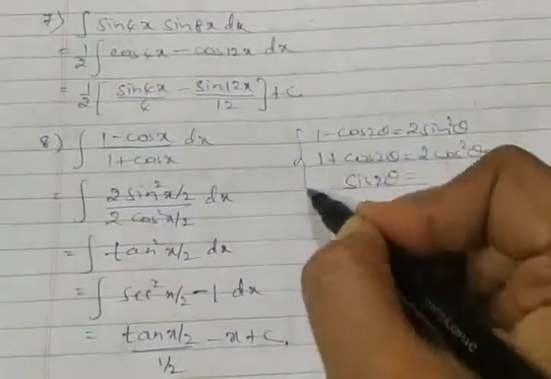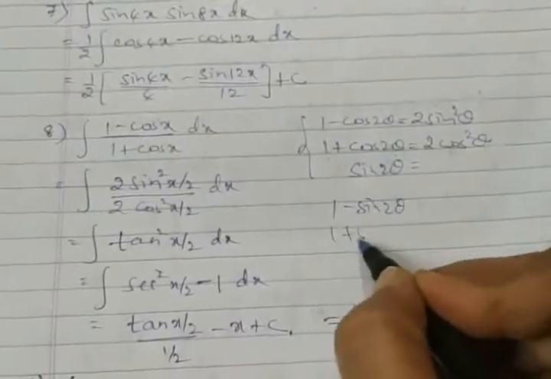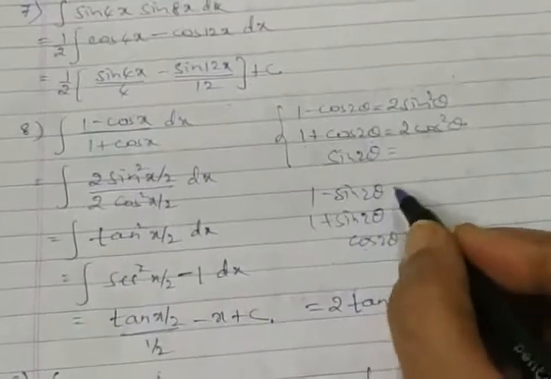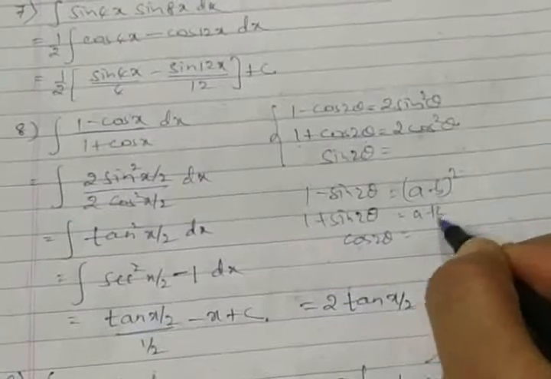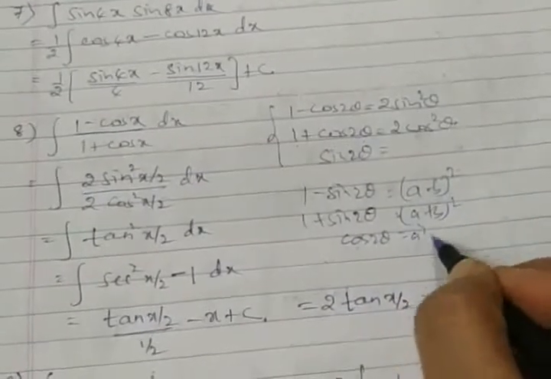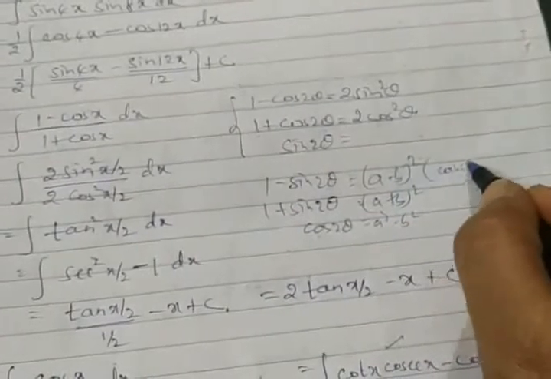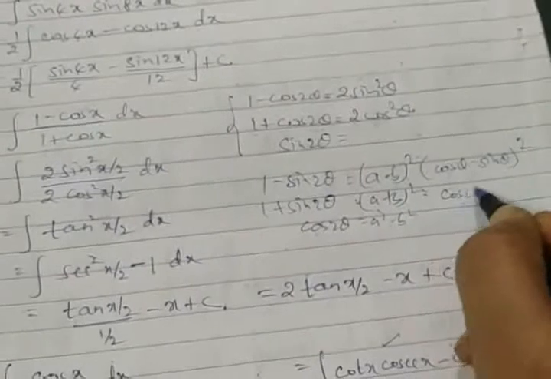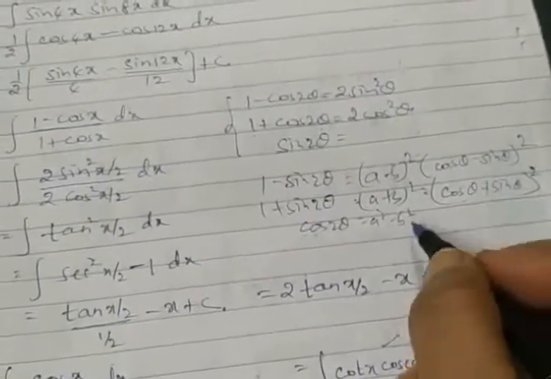In inverse trigonometry also the formula was given. I was telling you one more set of formulas: 1 minus sine 2 theta, 1 plus sine 2 theta, as well as cos 2 theta. I also told you this is a perfect square, A minus B whole square, this is A plus B whole square, this is A square minus B square, your formulas. So this result is to be taken as cos theta minus sine theta whole square, and this result as cos theta plus sine theta whole square. In inverse trigonometry I already gave the same formula.